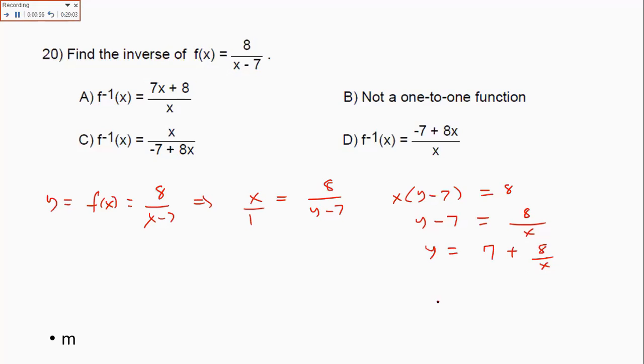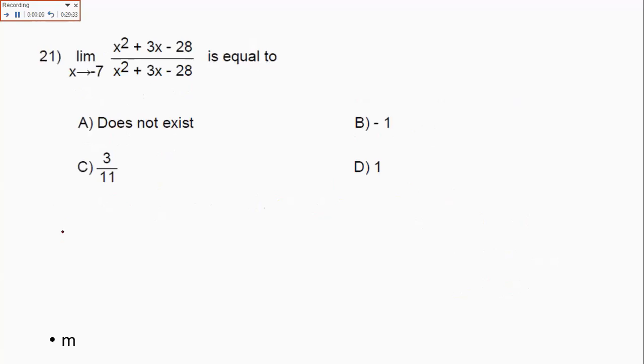Okay? If you want, you can put x as a common factor. If you put x as a common factor, what do you get? You get 7x plus 8 over x, right? Which is what? This one. Everybody? Yes. Clear? Good. Let's go to the next.